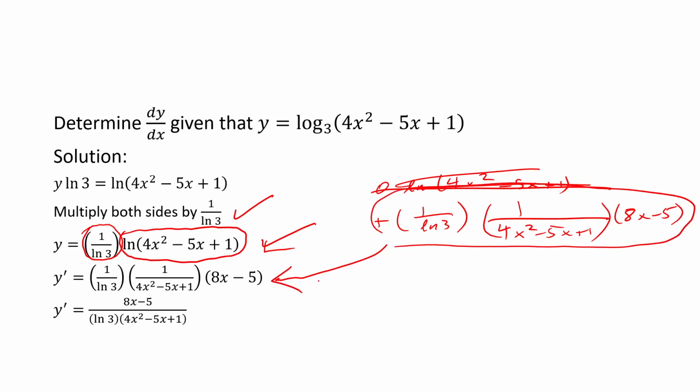Now, you don't have to go through all of that thinking. Just remember, if you have a constant times a function, the derivative of that will be the constant times the derivative of that function. Okay, so you can then put that all together as one numerator, and you'll get 8x minus 5 times the ln of 3 over 4x squared minus 5x plus 1.